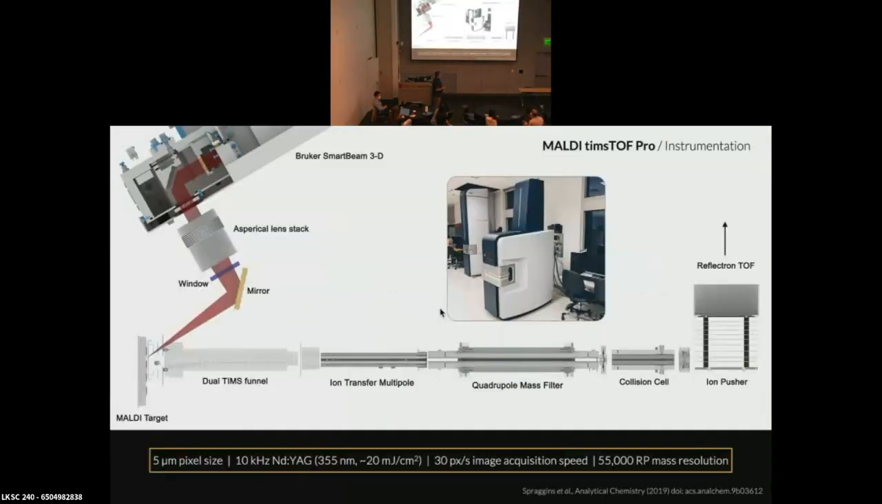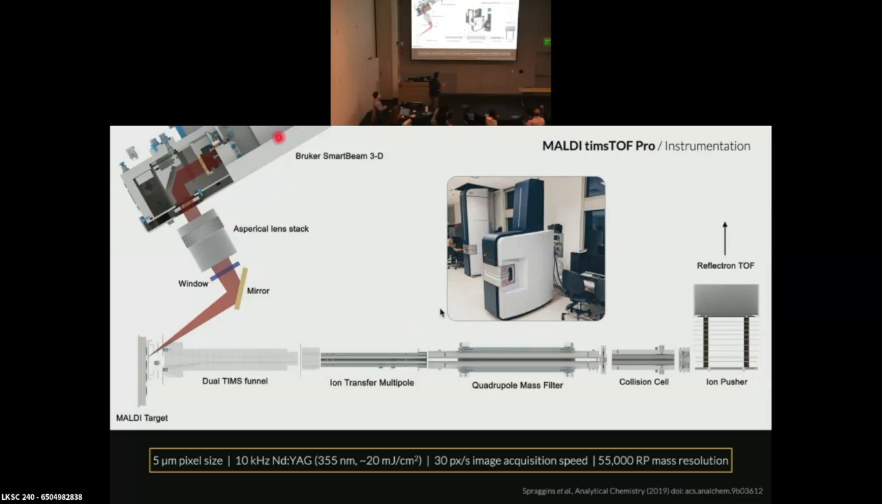Now, just to give a quick schematic, this is a pretty common mass spectrometer. This was developed in our lab in collaboration with Bruker Daltonics a few years back. This is now referred to as the MALDI timsTOF Flex. This was the first prototype system, which was just a modified Pro.